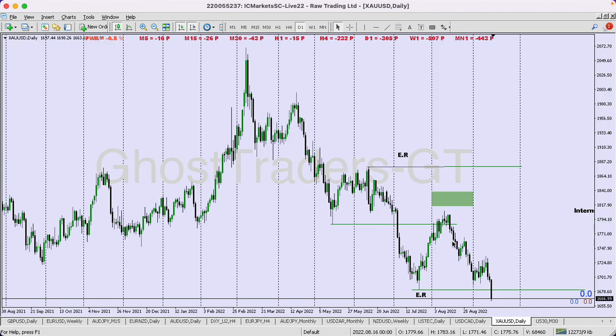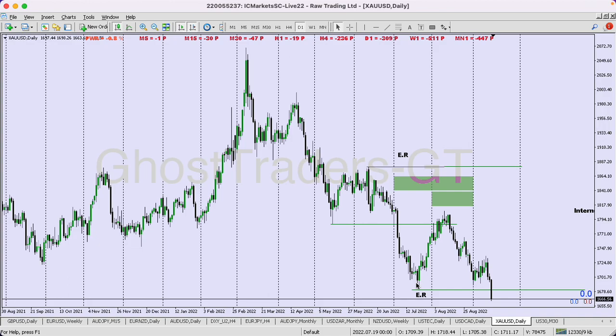So you define your range. Price pushes back, comes back, takes out your external range. If you want to go back 60 days, this is going to be your range. You look for the highest high and the lowest low of this range. So we have this high here and this low here. That's how you define your range.